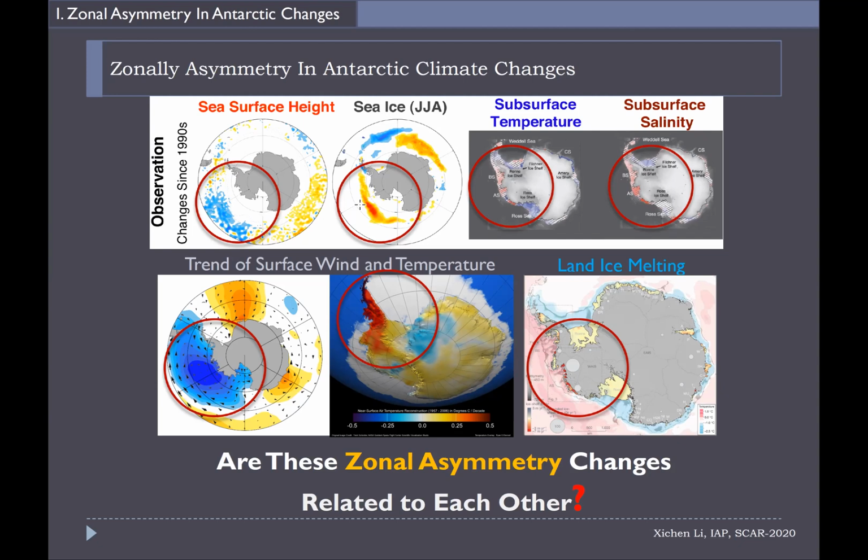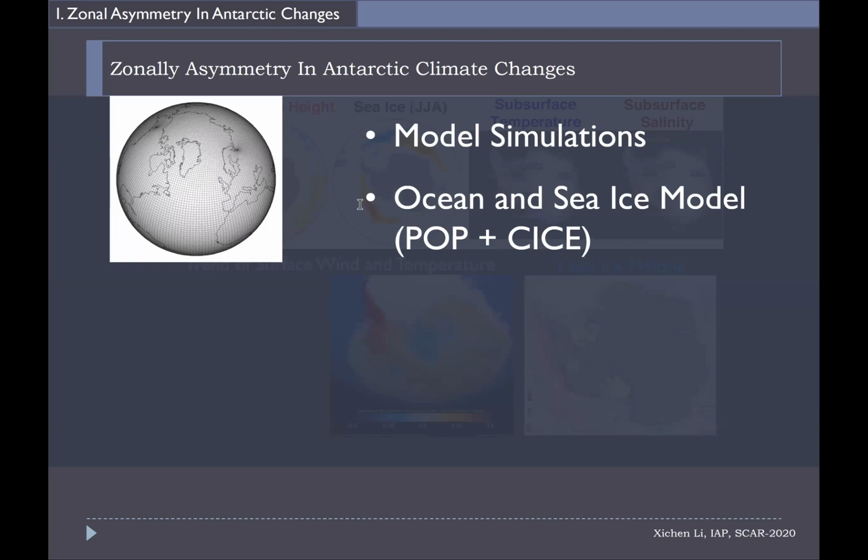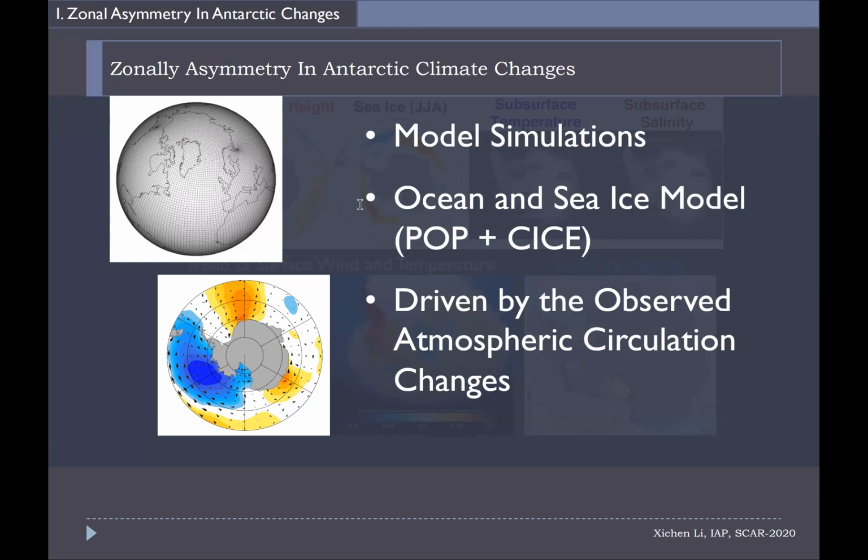So previous works show some evidence that the atmospheric circulation can drive the ocean circulation and sea ice, and the subsurface ocean temperature could contribute to the land ice melting, but we want more. So that's why we designed a very simple experiment. We just use the observed atmospheric changes during the past 3 decades, from the early 1990s to 2015, to drive the ocean and the sea ice models.